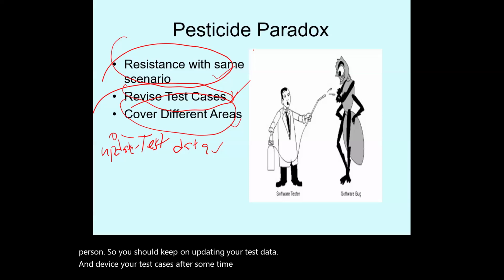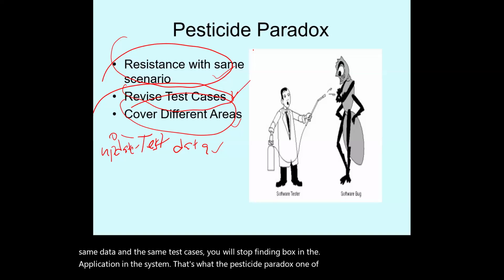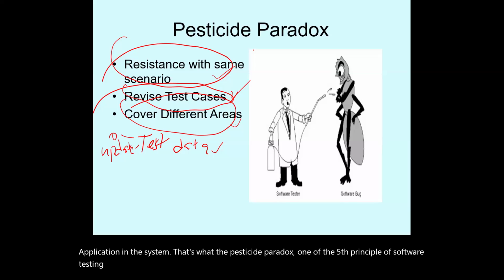Otherwise, with the same kind of testing, the same data and the same test cases, you will stop finding bugs in the application, in the system. That's what the pesticide paradox, the fifth principle of software testing, is saying. Each and every word should be clear to you. This is a typical question asked in interviews. All right?